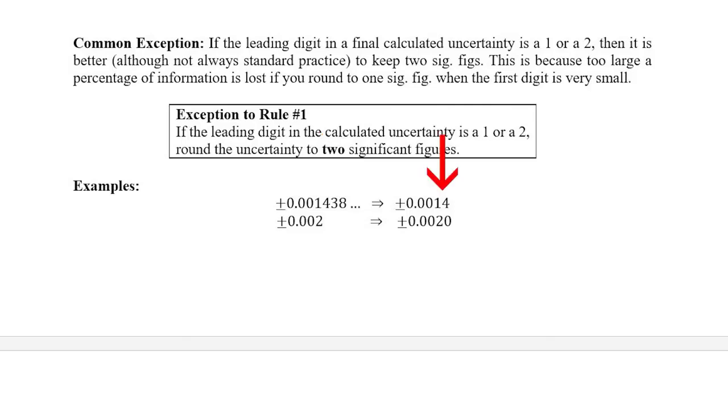So in the examples, you can see this. 0.001438 gets rounded to 0.0014. So you keep two significant figures on that uncertainty because the first digit was a 1. In the second case, you've got 0.002, and again, because that first digit is a 1 or a 2, you're going to keep two significant figures, which means you actually pad the end of it with a 0, so it becomes 0.0020. So now we've covered how to round off uncertainties.